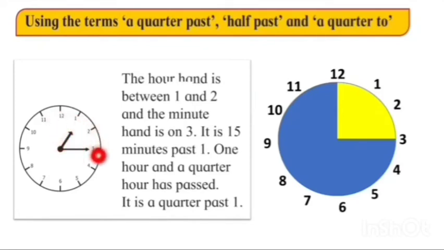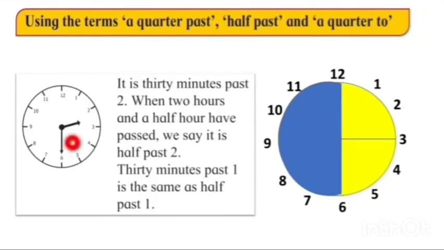Okay, children. Now, over here, the time is a quarter past 1. Or it can be said as 15 minutes past 1. Both the answers are correct. And you can say it in both the ways. It's 30 minutes past 2. When 2 hours and half an hour have passed, we say it is half past 2.